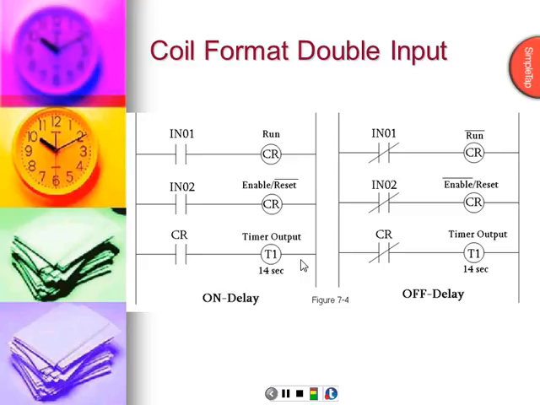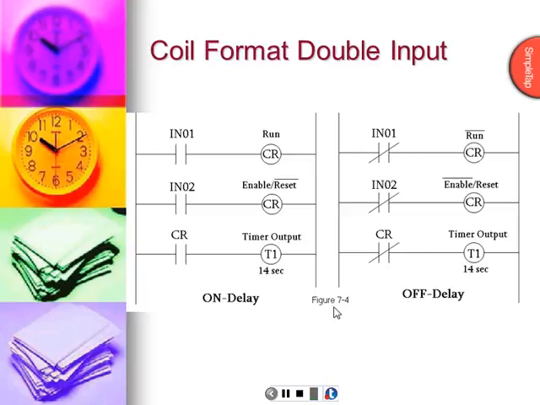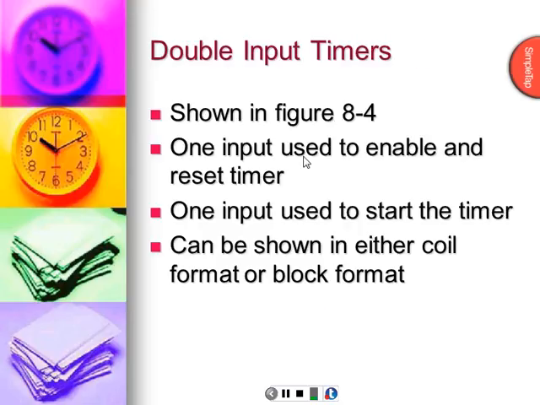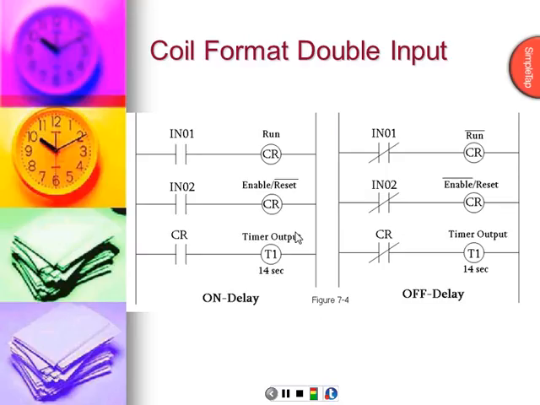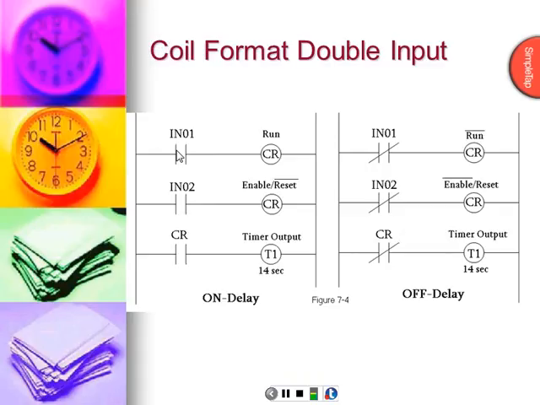Okay? So a double input timer looks something like this. Okay? You should have that on 8.4, I believe. We can show it as a coil format or a block. I really prefer the block, but you can see it easier on the coil format. So right now, this IN1 is just an input. Okay, that's just input 1.